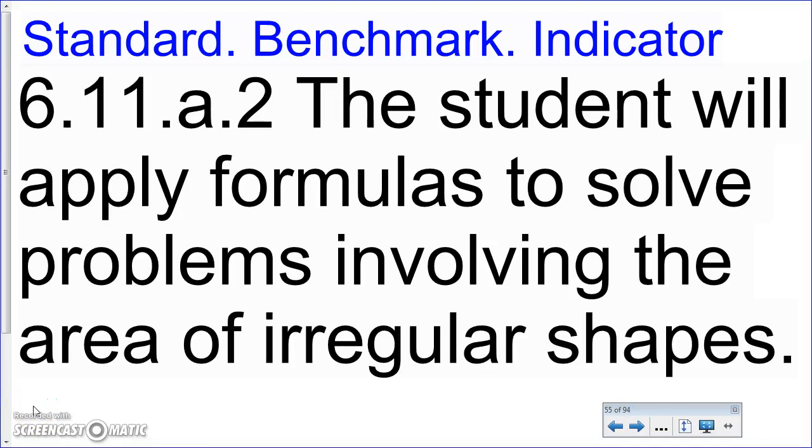Today we are going to continue looking at the area of irregular shapes, but today we're going to start adding circles and half circles into the mix. So again, you need to write down the SBI. The student will apply formulas to solve problems involving the area of irregular shapes. You can pause the video here in order to give yourself time to write down the SBI.